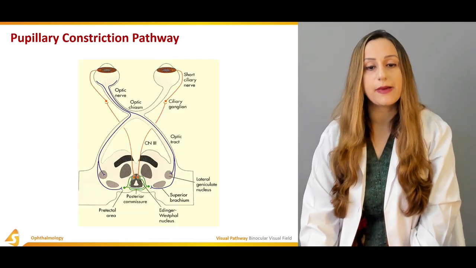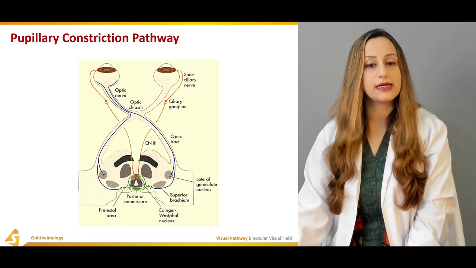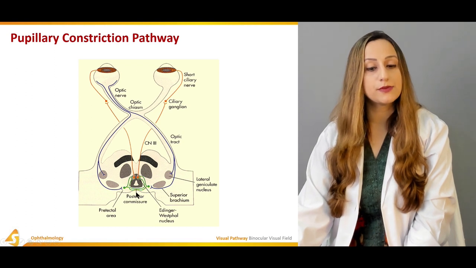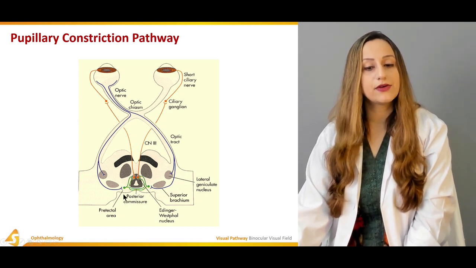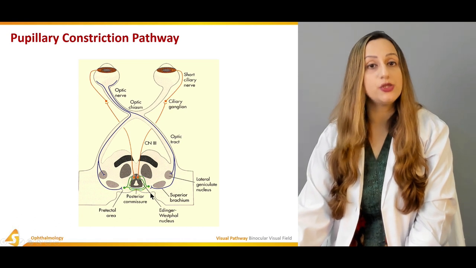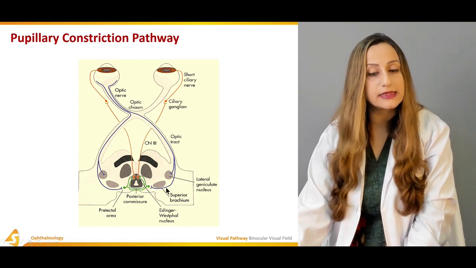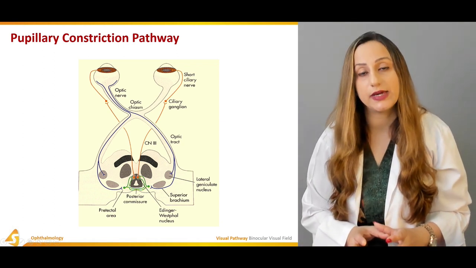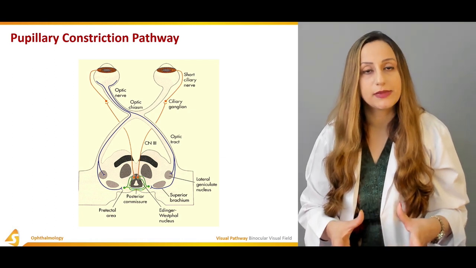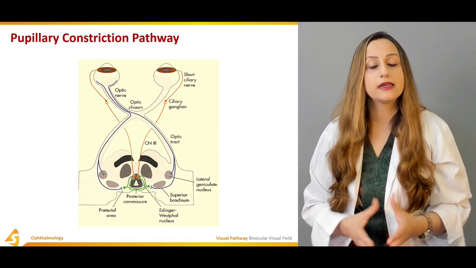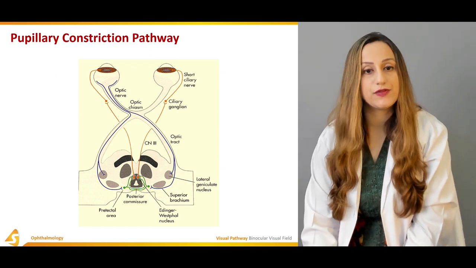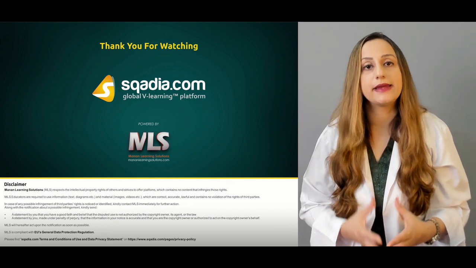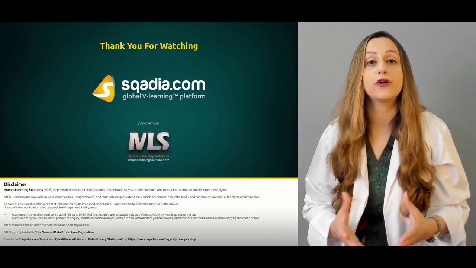The pupillary constriction pathway is another pathway involved over here: the optic nerve, the optic chiasma. Then we have the posterior commissure and the pretectal areas, the Edinger-Westphal nucleus, which can be affected, or the superior brachium and the lateral geniculate nucleus. So this is the complete pupillary light reflex pathway. Any abnormality in any of these anatomical structures can result in a defect in the pupillary light reflex in this particular individual.